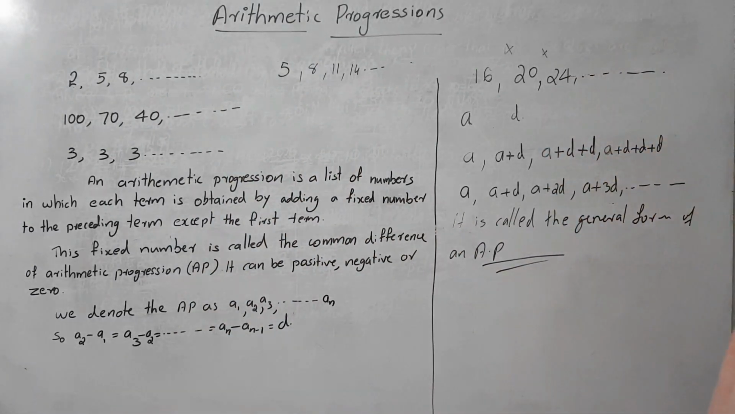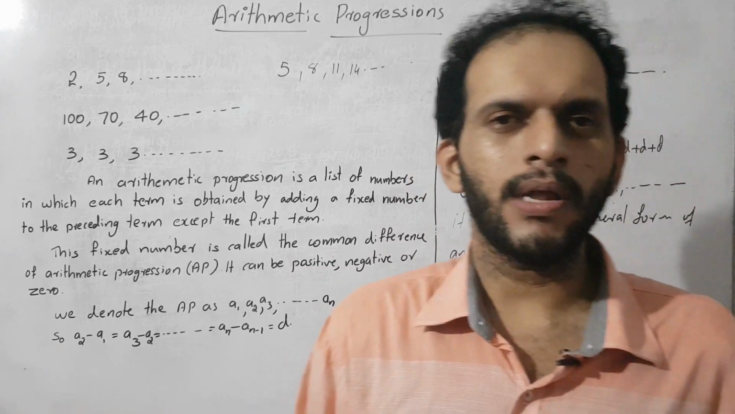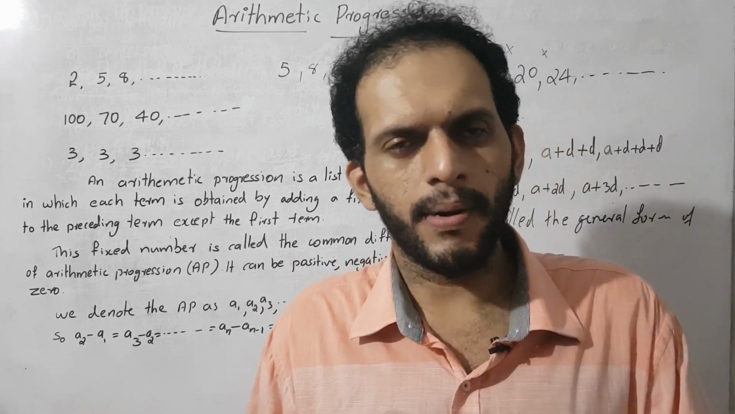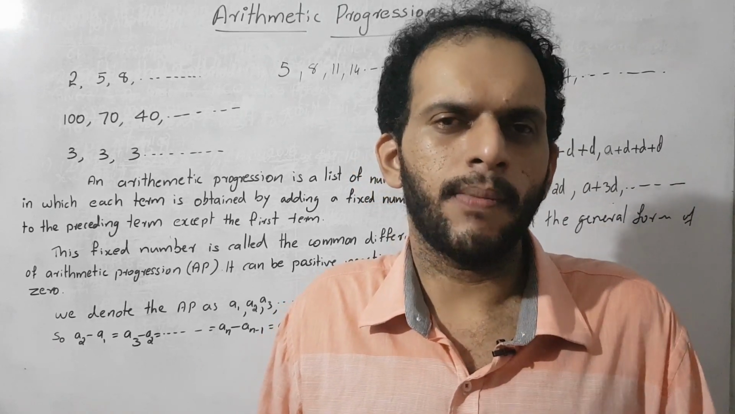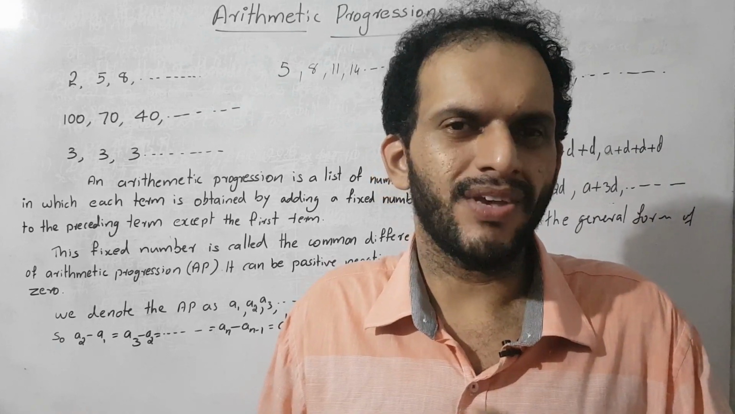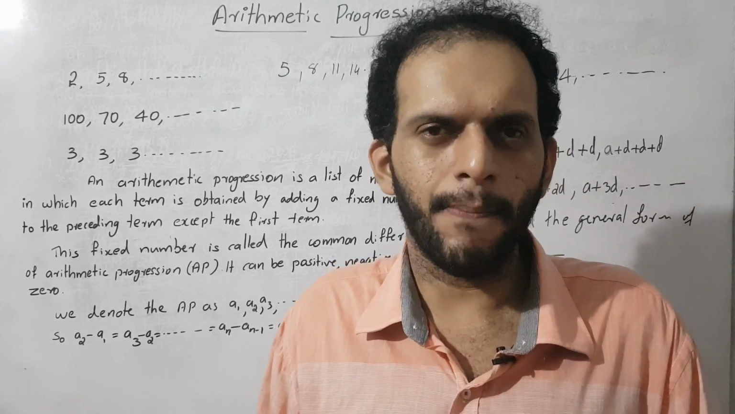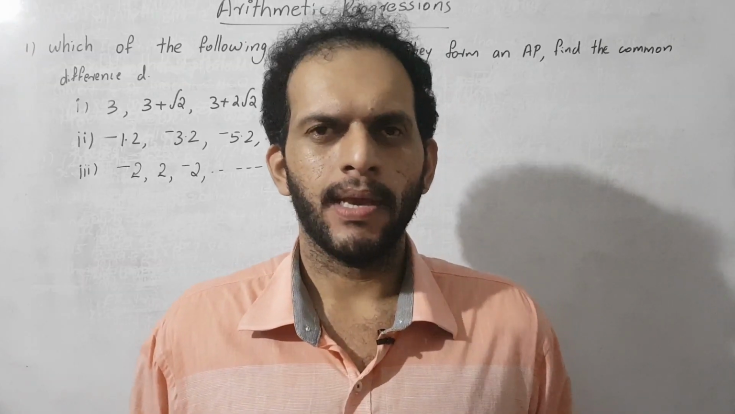This type of AP is called an infinite AP. Okay, I think you got a basic idea of an arithmetic progression, the common difference, and how to identify whether it is an arithmetic progression or not. How do we check, how do we find the common difference, the basic ideas of arithmetic progression. We're discussing the same idea once again.